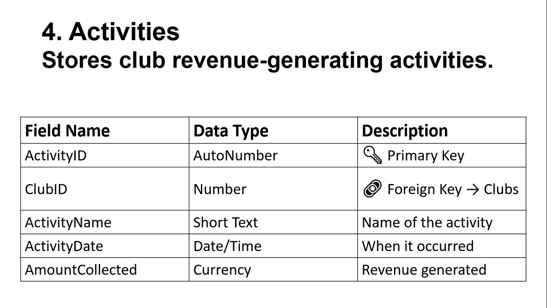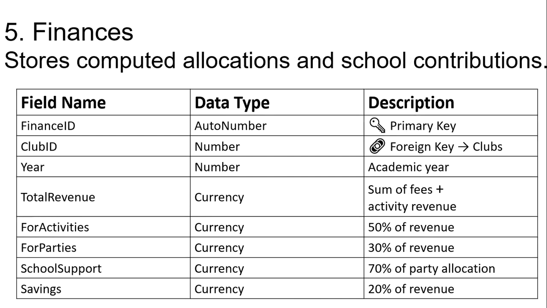Activities stores club revenue generating activities. We have the activity ID, our primary key, club ID, our foreign key, activity name, activity date, and amount collected. Then we have our last and final table, which is very important. This one keeps the finances, and stores computed allocations and school's contribution. Here we have the finance ID, which is our auto number, club ID, our foreign key, and year, the academic year.